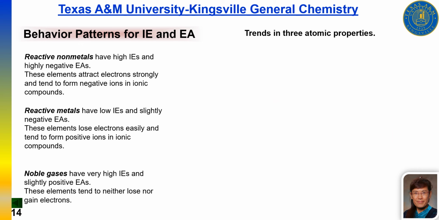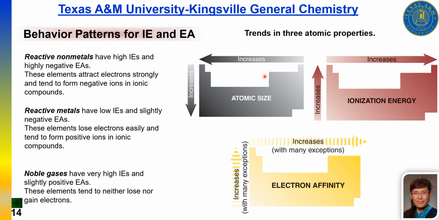So up to this point, I'm going to summarize using 3 different graphs. If you have the atomic size, down the group it increases, across the period it decreases from left to right, or otherwise from right to left it increases. On the opposite side, ionization energy decreases from top to bottom. Ionization energy increases from left to right in the same period.